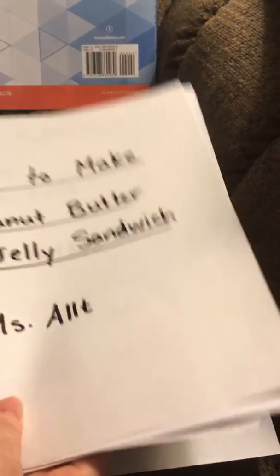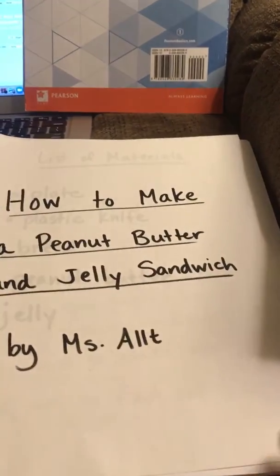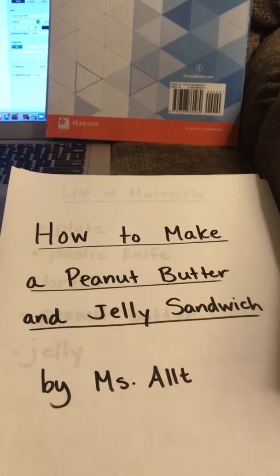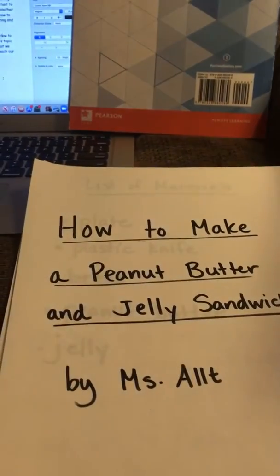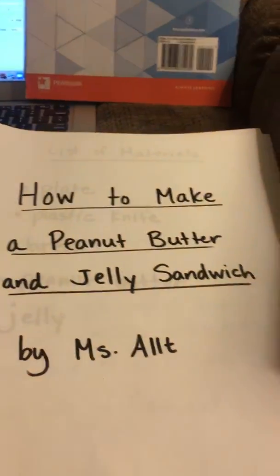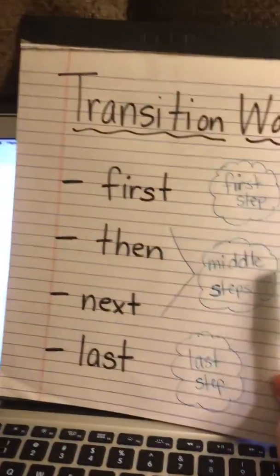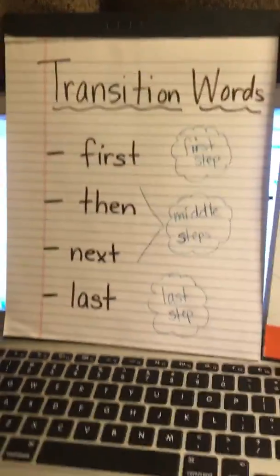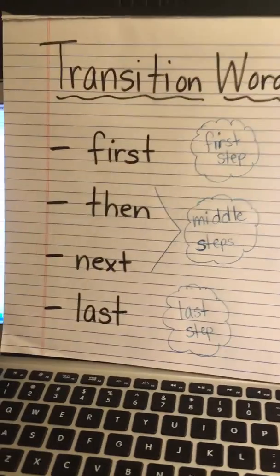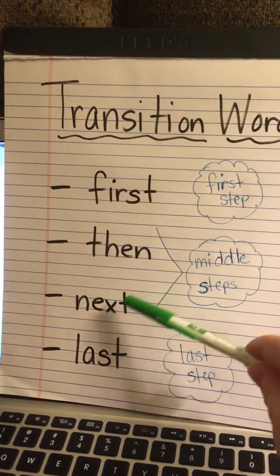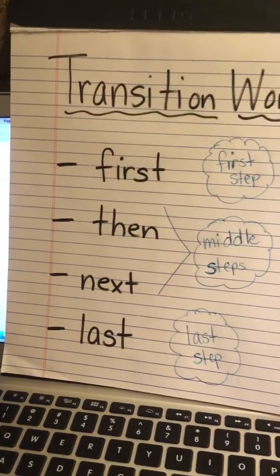Okay, so I'm done with the writing part of my book. Now I'm going to go back and make that writing even better. And then later on in the week, I'll add some illustrations. So let's look at our chart with the transition words. Some of the transition words that we learned in school were first, then, next, and last.